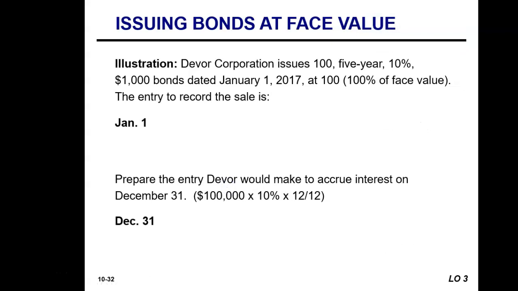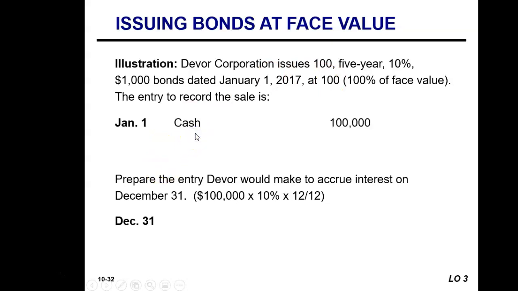Okay? For example, we have the DeVore Corporation. They issue 100 5-year bonds. They're paying 10%, so 10% is the contractual interest rate. The bonds have $1,000 face value, and they were issued at 100. Here's the key. They were issued at 100. This 100 means they were issued at 100% of their face value. That means that at this point in time, the market rate of interest is the same as the bond's contractual rate of interest. They're both paying 10% in interest.